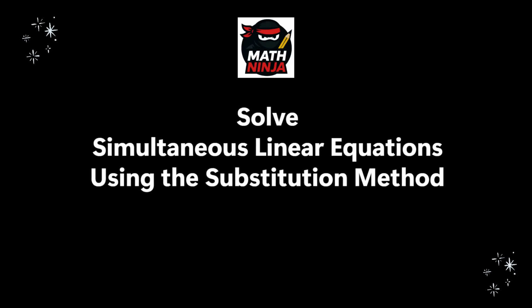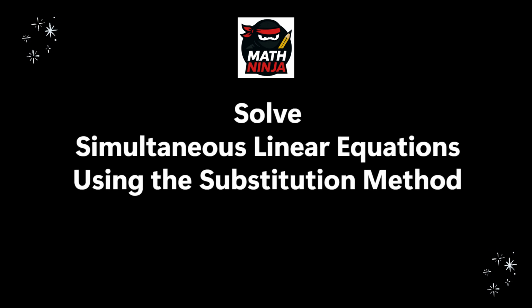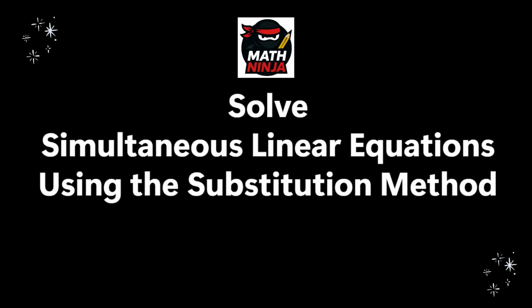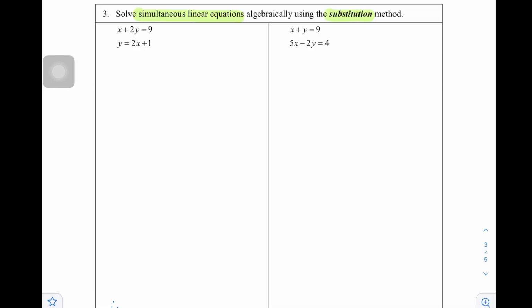In this video, we are going to learn how we can solve a pair of simultaneous linear equations using the substitution method. So let's look at the first example. We have x plus 2y equals 9, which I will call equation 1, and y equals 2x plus 1, which I will call equation 2.